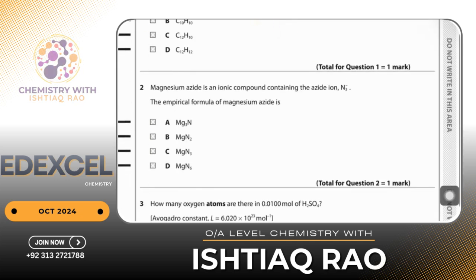Magnesium azide is an ionic compound containing the azide ion. The empirical formula of magnesium azide is this one. They have told you that it's going to be N3 minus, right? So what would be the formula? The empirical formula of magnesium azide is... yes, they are asking for the empirical formula. So what do you say? First is Mg3, then we have MgN2, then we have MgN3, then we have MgN6, by the way.